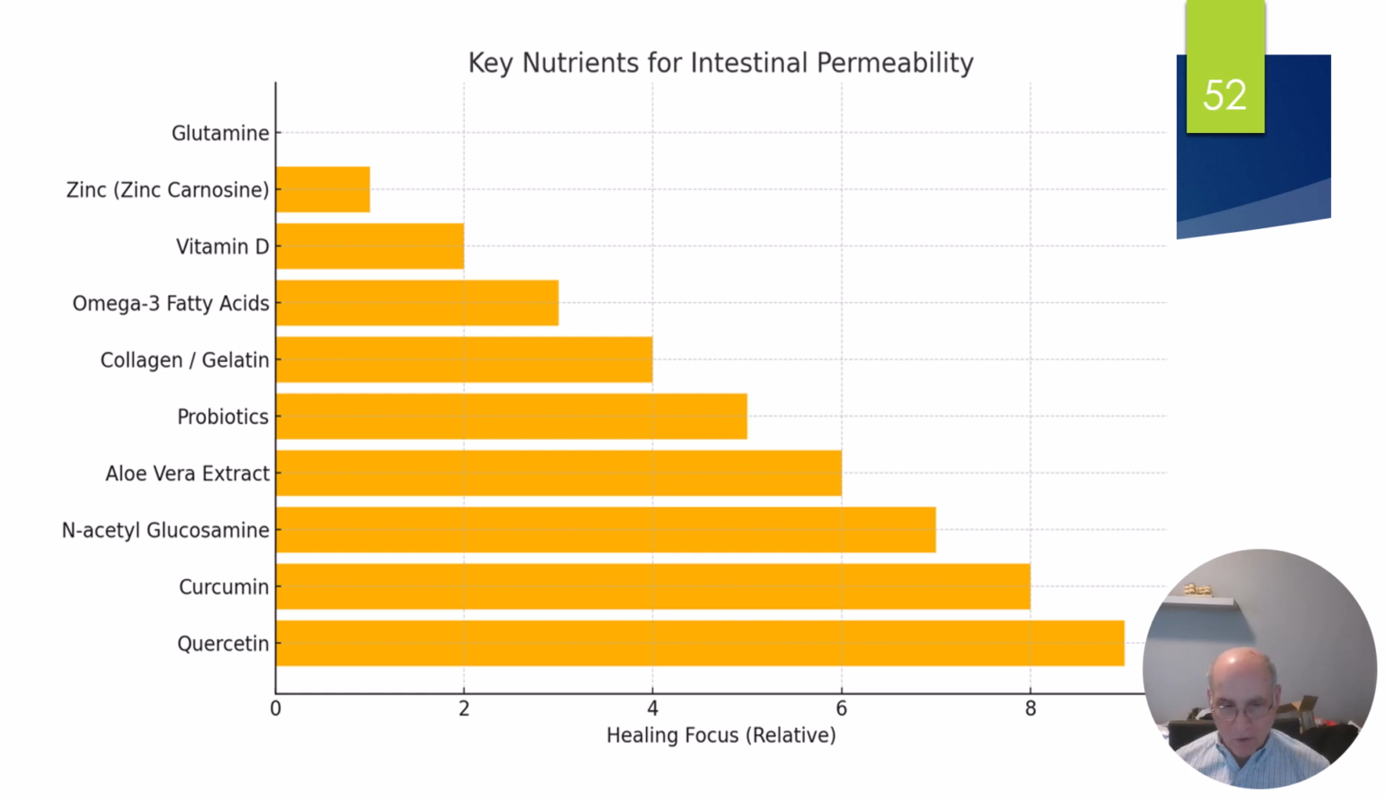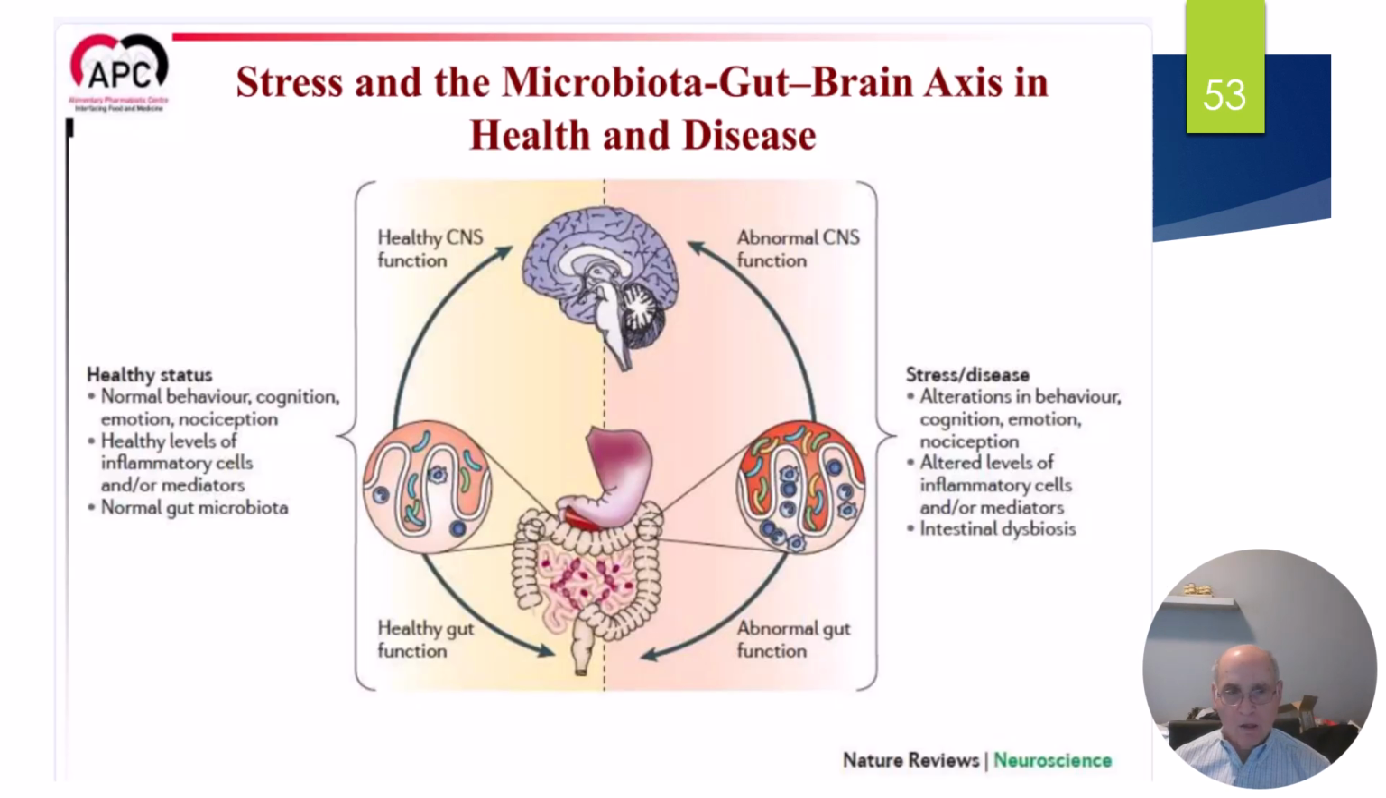And my all-time favorite bioflavonoid is quercetin. So I describe quercetin as a bioflavonoid on steroids because it's so powerful in what it does. And here we can see the link once again between the gut and the brain, and how when there is activation of the HPA axis, it drives inflammation.